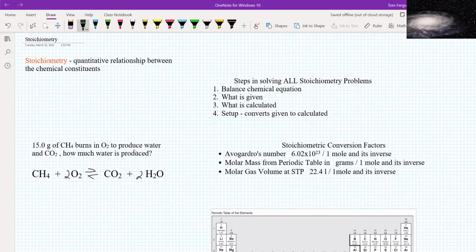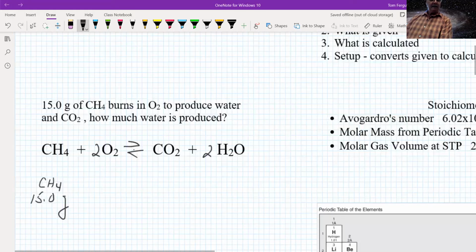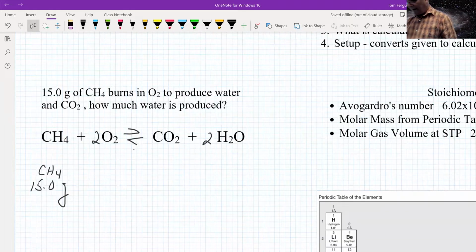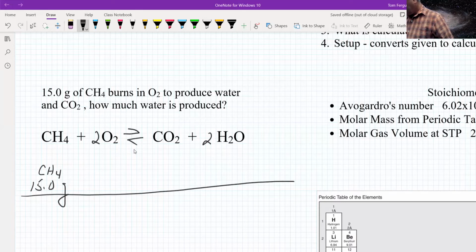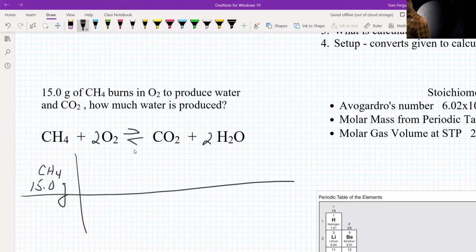Okay, so what's given? It's 15 grams of methane. Okay. What are we trying to calculate? How much water? So we want to end up with water down here.